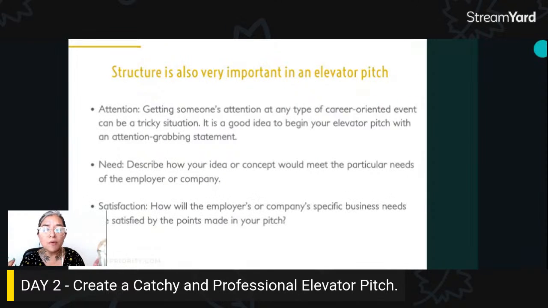Okay, then we talk about satisfaction. How will the employer or company's specific business needs be satisfied by what I have to offer? So what is the satisfaction that I will bring you? In my case, I have professionals... You will learn my elevator pitch because I have repeated it so many times. I help professionals improve their English so they can communicate effectively to advance their careers and reach their goals.